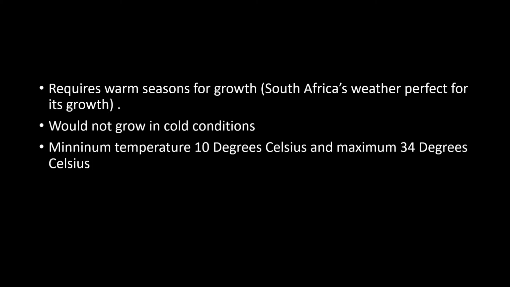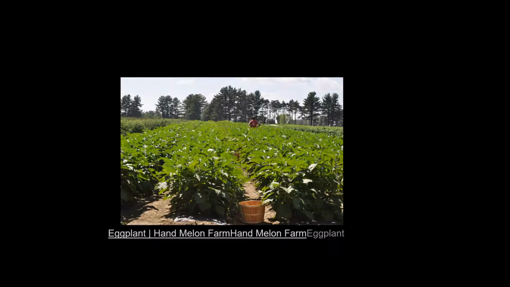Climate conditions for eggplant. So the ideal climate conditions in which eggplants can grow. It requires warm season for growth. South Africa's weather is perfect for its growth. Would not grow in cold conditions. The minimum temperature is 10 degrees Celsius and the maximum is 34 degrees Celsius. So it can grow between those two temperatures. This image shows how eggplants are produced, the ideal environment, the kind of soil, and the kind of weather.